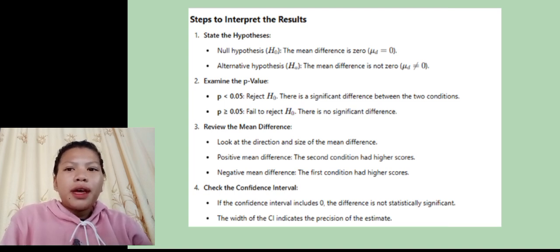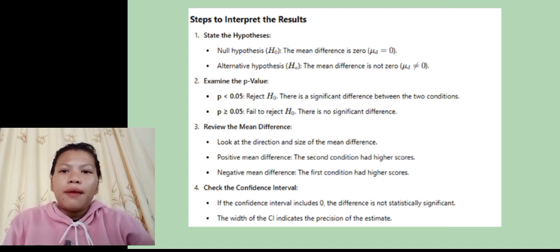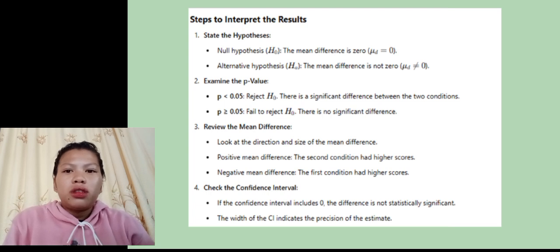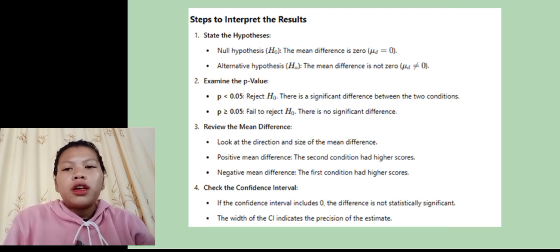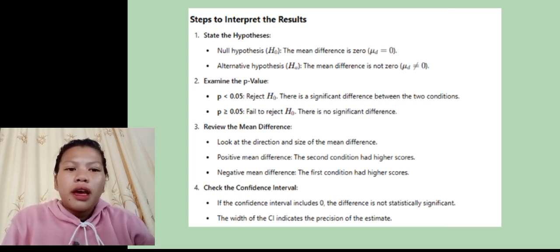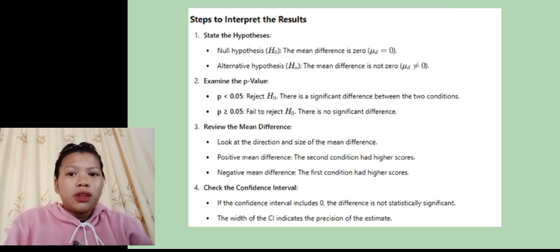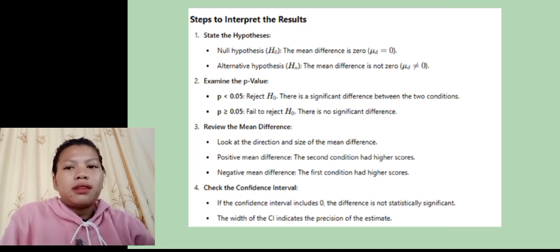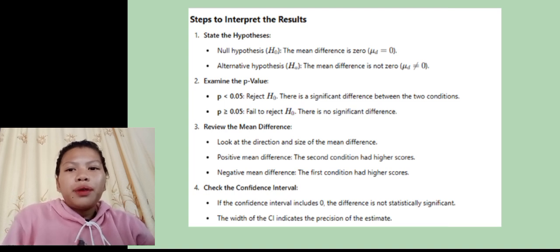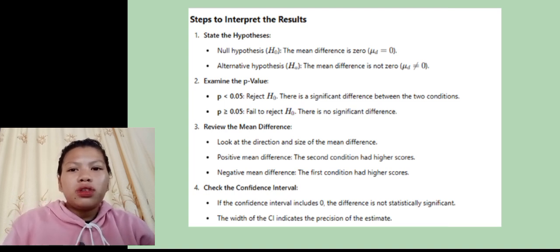3. Review the mean difference. Look at the direction and size of the mean difference. Positive mean difference: the second condition had higher scores. Negative mean difference: the first condition had higher scores. 4. Check the confidence interval. If the confidence interval does not include 0, the difference is statistically significant. The width of the CI indicates the precision of the estimate.